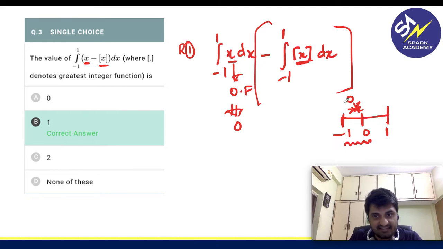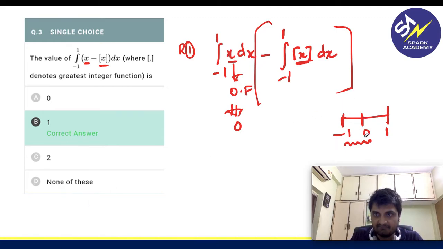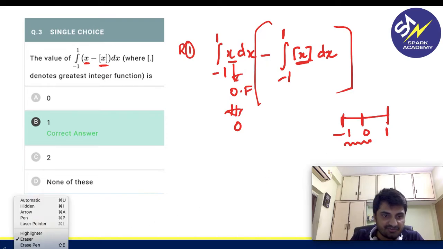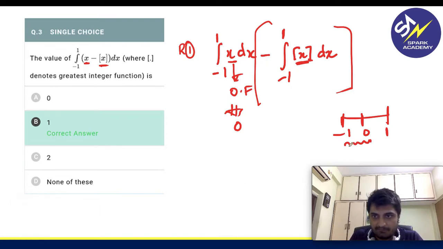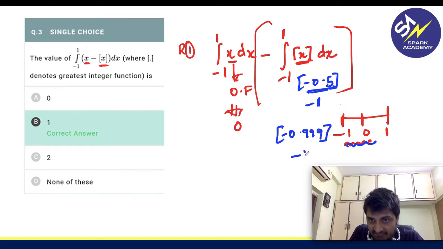So for this, let's check actually. Let's do the check. Let's do it the hard way. Between minus 1 and 0, let's check, guys. Between minus 1 and 0, what will be the value? Take anything, minus 0.5. What is step of minus 0.5, guys? That value will be minus 1, right? Similarly, step of minus 0.9999, that value will also be minus 1. So any value between minus 1 and 0, the value will definitely be minus 1.